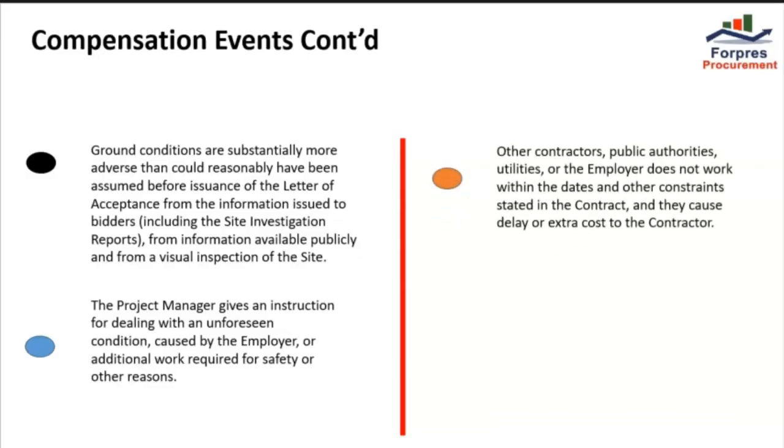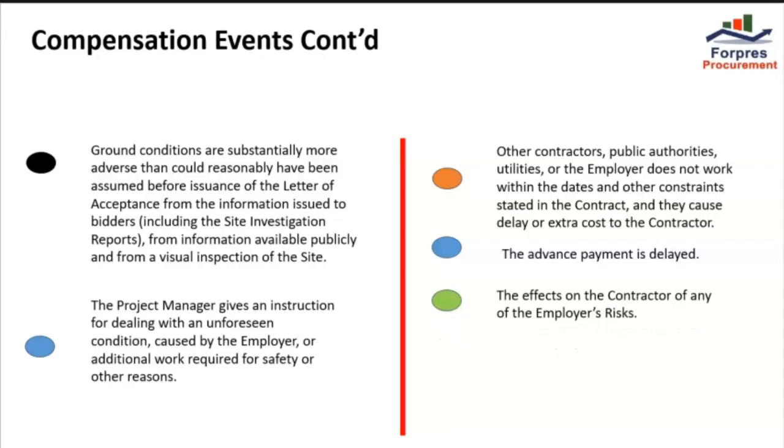Number eight is when other contractors, public authorities, utilities, or the employer do not work within the dates and other constraints stated in the contract and they cause delay or extra cost to the contractor. Number nine is when the advance payment is delayed. Number 10 is when the effect on the contractor of any of the employer's risk occurred. Number 11 is when the project manager unreasonably delays issuing a certificate of completion.